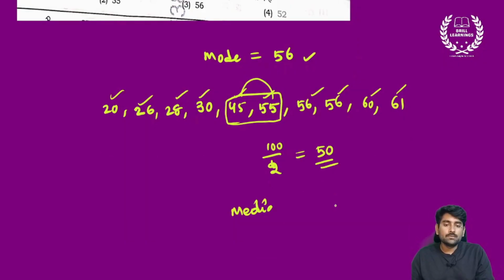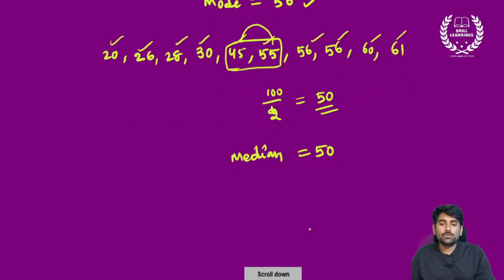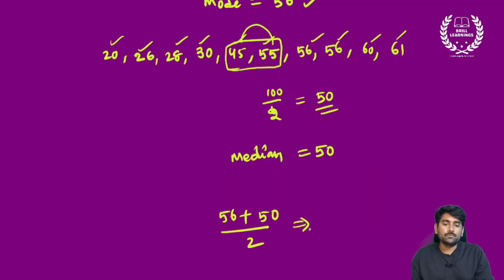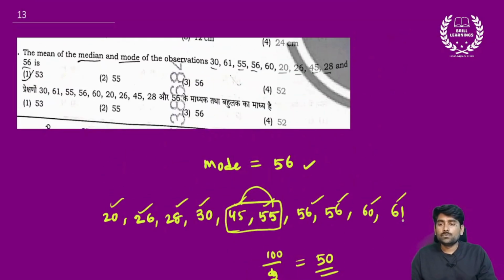Median is 50. And we need to find the mean of these two, mode and median. So 56 is our mode, median is 50. We need to take the mean, the average of these two. 106 by 2 gives me 53. 53 is our answer. So the first one is the right answer here. Let's move on to the next question.